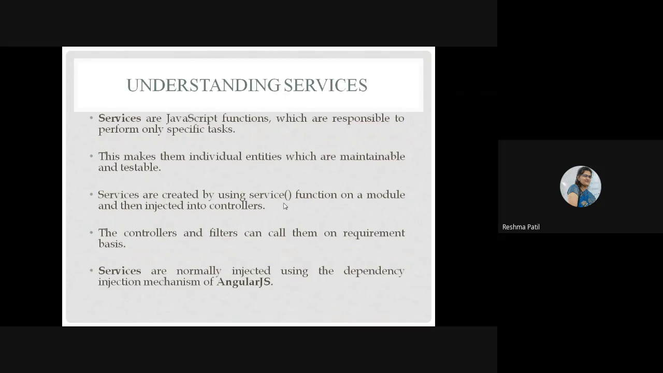Services are JavaScript functions which are responsible for performing only specific tasks. This makes them individual entities which are maintainable and testable. Services are created by using the service function on a module and then injected into controllers. The controllers and filters can call them on a requirement basis. Services are normally injected using the dependency injection mechanism of AngularJS.